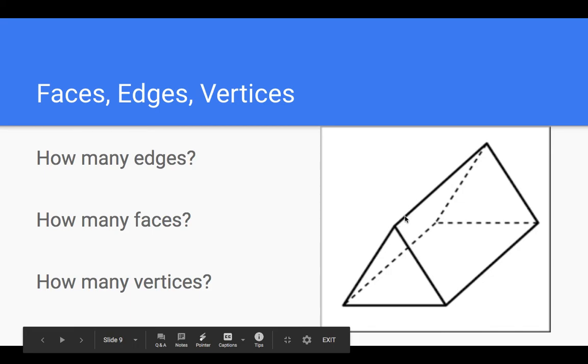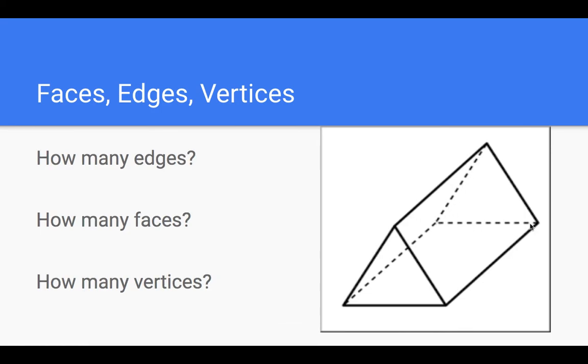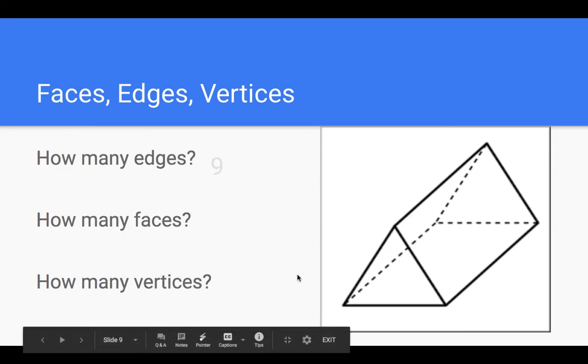How many edges are there? Count them. Don't forget the ones that appear hidden in the back. This picture shows you them, but remember, sometimes we don't see them in the picture. It has 9 edges. 1 at the top, 2, 3, 4, 5, 6, 7, 8, and 9.